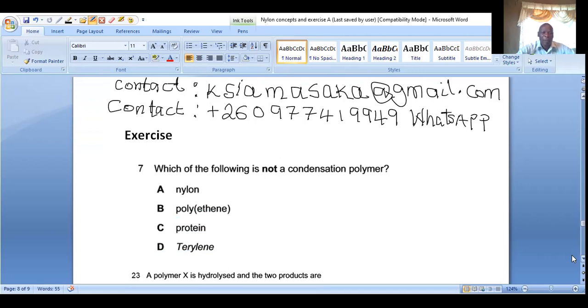And so the exercise goes as follows, basically on nylon. The first question, all these questions are from past papers, O level and GCSE: Which of the following is not a condensation polymer? This is the question. So you have to look at all these listed here, 4 of them. You look at the one which is not formed by condensation.